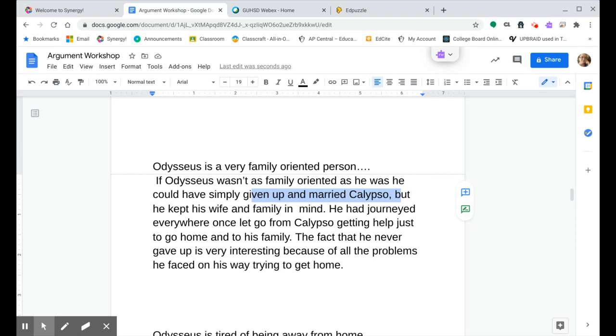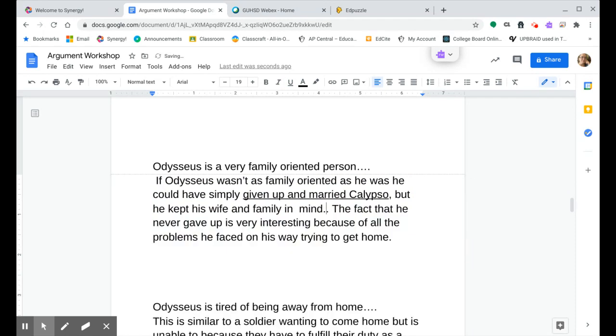He had journeyed everywhere, once let go from Calypso, getting help just to go home to his family. Now that's a problem, because now we're starting to get into facts, and you don't want to be giving a lot of facts. You want the sentence to be focused on opinion. You see here, you've got a little bit of fact, but the fact is brought up only to focus on that contrast. Most of this is, in fact, more in the realm of opinion, but this is a complete sentence of fact. So, quite frankly, that shouldn't be there, okay?